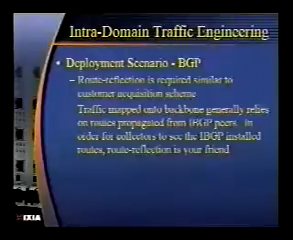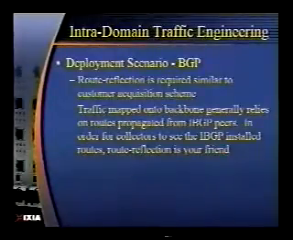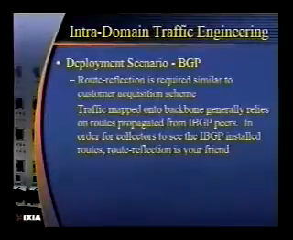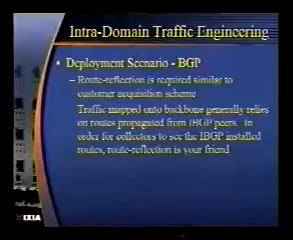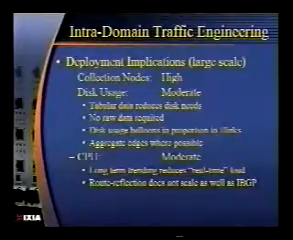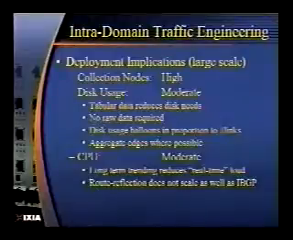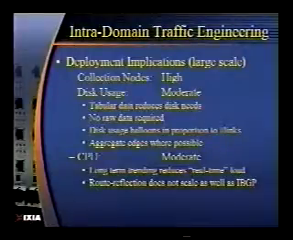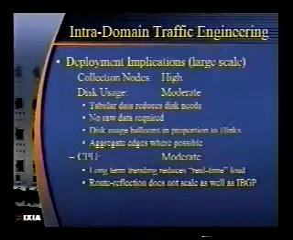For BGP, again, in this scenario, you're looking at traffic that's mapping onto your network. Whenever you're doing that, you're likely following an IBGP learned route, which means route reflection is the only way to see that information from the edge. And the deployment implications for this: the number of nodes is high. You've got lots and lots of edge routers, especially if you have a very large network that isn't very centralized. Disk usage is moderate.